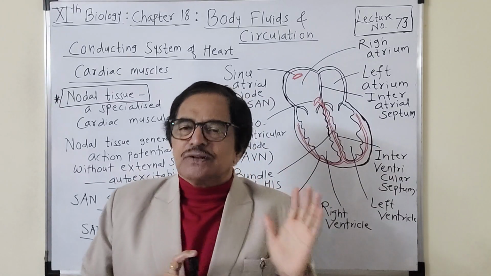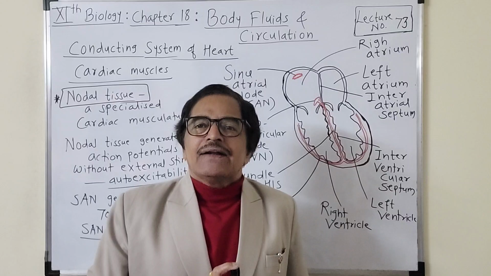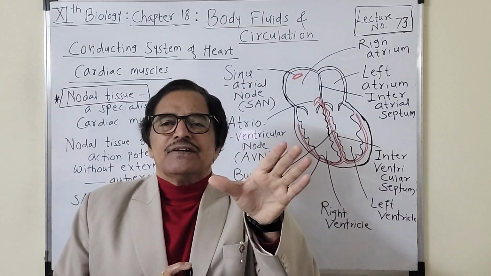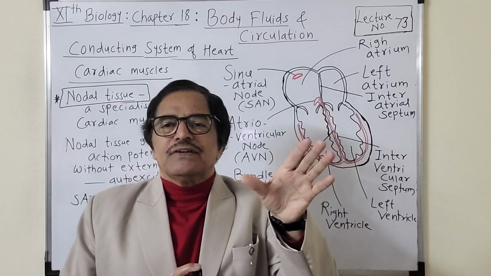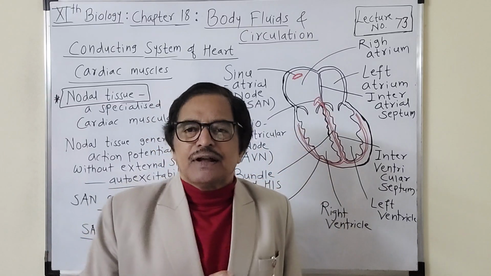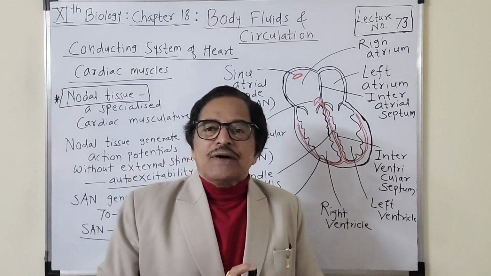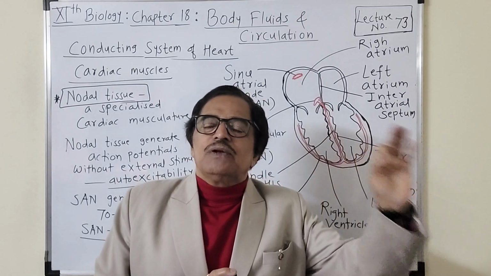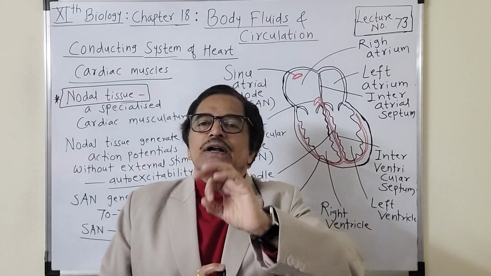Now, as I told in the earlier video, the entire wall of the heart is formed by the cardiac muscles. And cardiac muscles can undergo rhythmic contraction and relaxation. That sets the heartbeat, that we shall learn. Now, cardiac muscles have patches of specialized musculature, and that is called the nodal tissue.